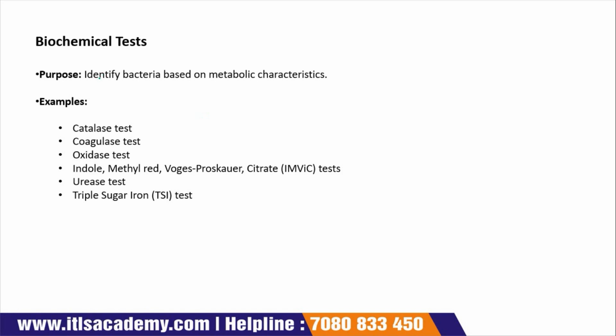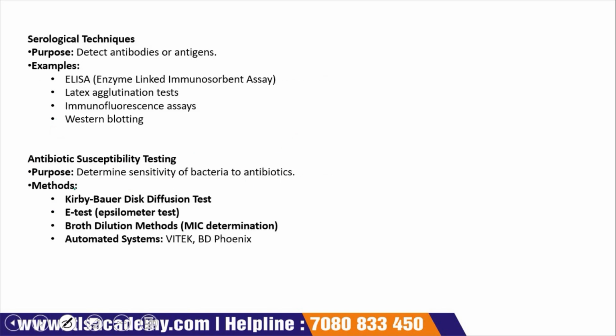Next, biochemical tests. These include catalase test, coagulase test, oxidase test, indole test, methyl red test, VP test, citrate test, urease test, and triple sugar iron test. These are the different types of tests. Okay.